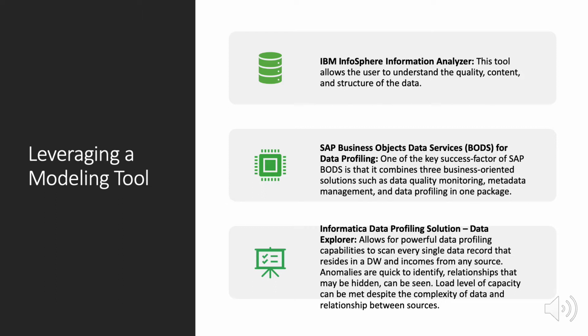Informatica allows for powerful data profiling capabilities to scan every single data record that resides in a data warehouse and comes in from any source. Anomalies are quick to identify, and relationships that may be hidden can be seen. Load level of capacity can be met despite the complexity of data and relationships between sources. In this, my recommendation would go towards the SAP Business Objects Data Services, BODS, for data profiling. This software places a concentrated effort in ensuring that data quality monitoring, metadata management, and data profiling are all at the highest levels of quality in one package. It's perfect for a multifaceted business.